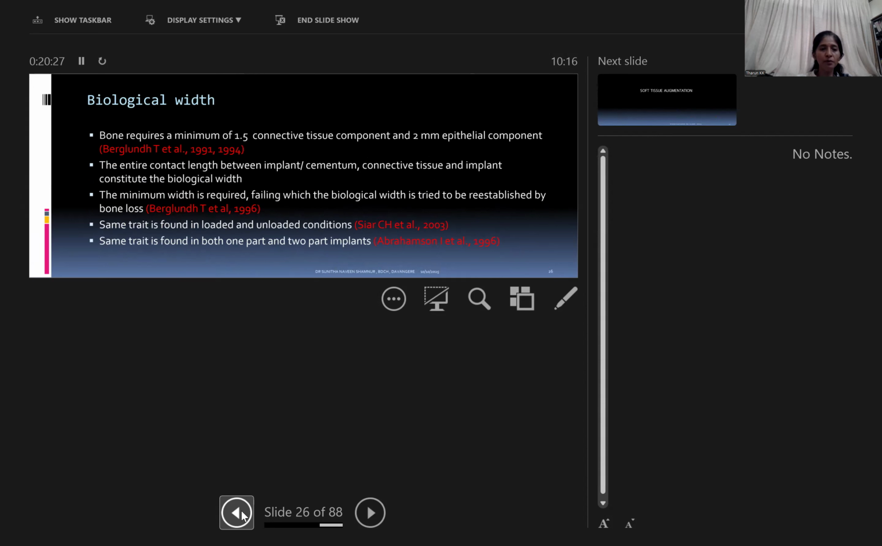Biologic width, I have told you, there is a difference in both the unloaded and the loaded implant conditions. And there is also a difference between the one-piece and the two-piece implants. Okay?